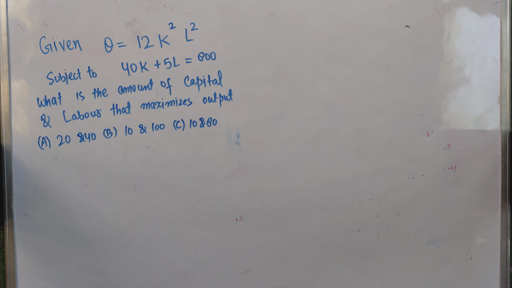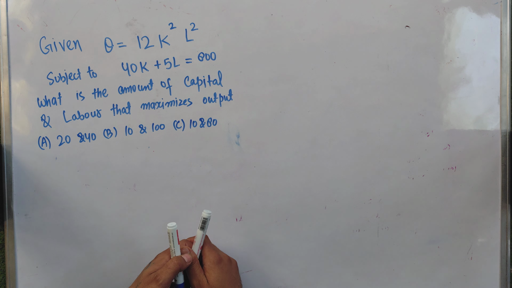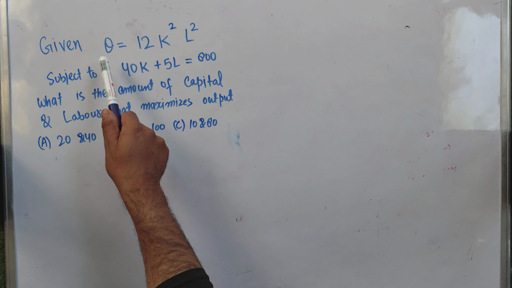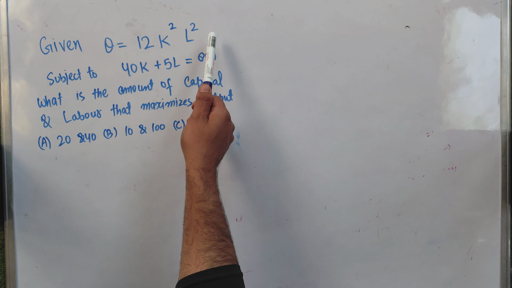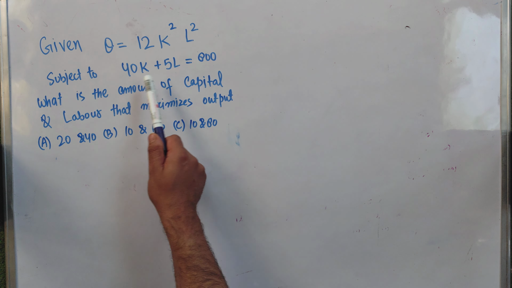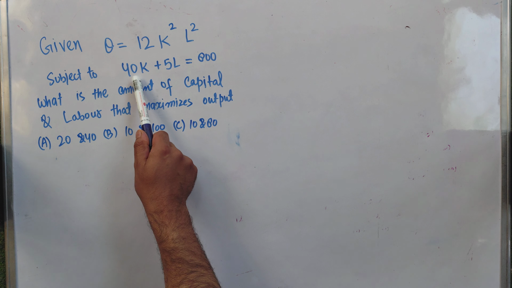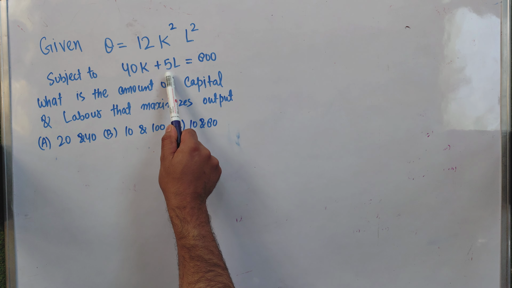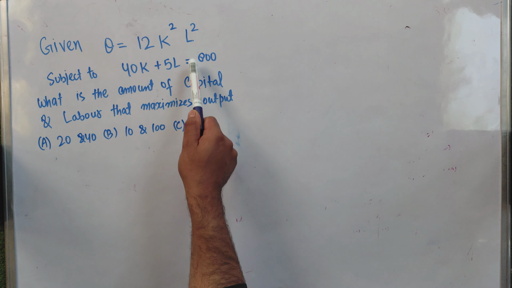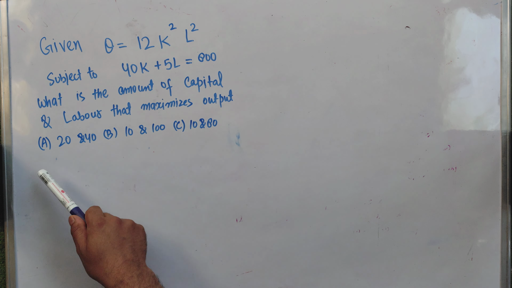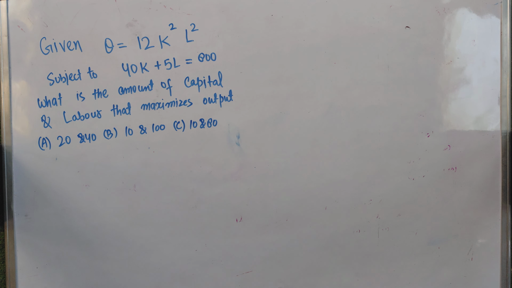In this video, we will solve a question on how to find out the units of capital and labor that maximizes the output given the production function and the cost constraint. The production function is Q = 12K²L², subject to the constraint 40K + 5L = 800. Here 40 denotes the price of capital, 5 denotes the price of labor, and the total cost to be incurred is 800. We have to find the amount of capital and labor that maximizes the output. Options are given, and we need to find the correct option.